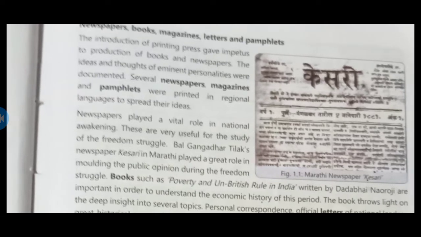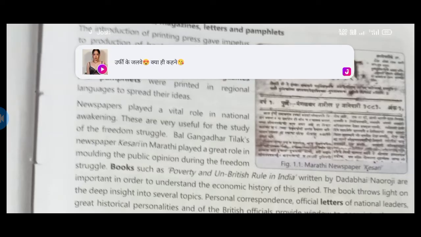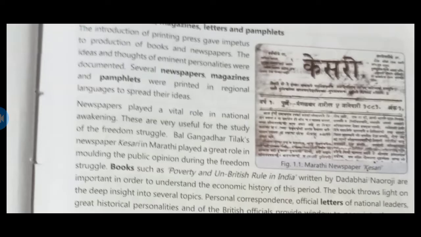Today the books we are reading at our house happened because of the printing press only, no? So these ideas and thoughts of eminent personalities were documented by the printing press. And several newspapers, magazines, and pamphlets were printed in regional languages to spread their ideas. So the newspaper played a vital role in national awakening.